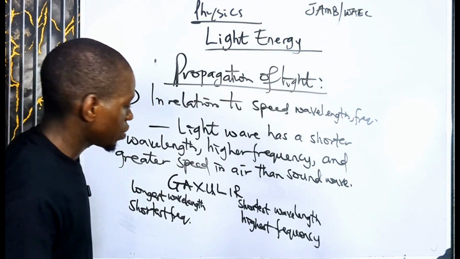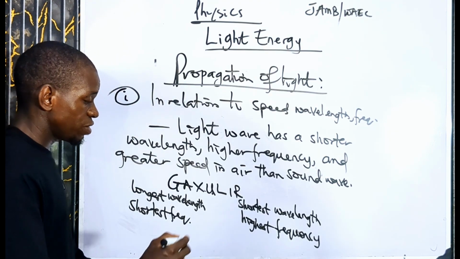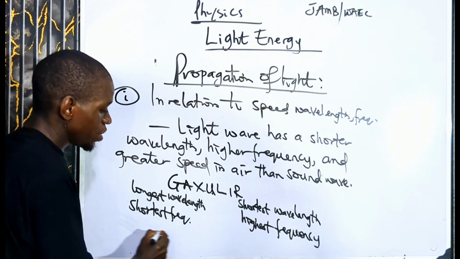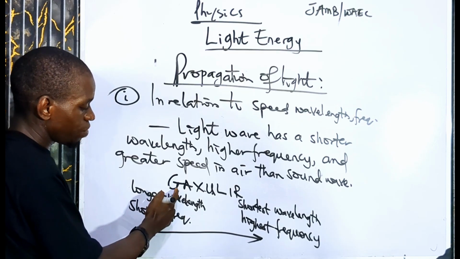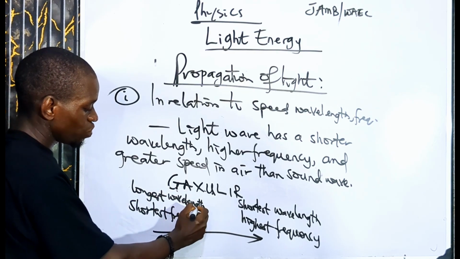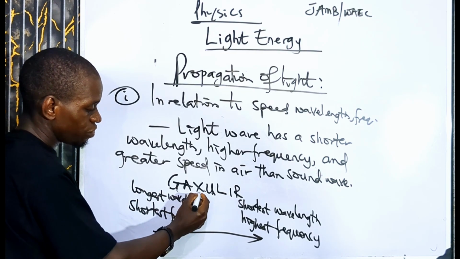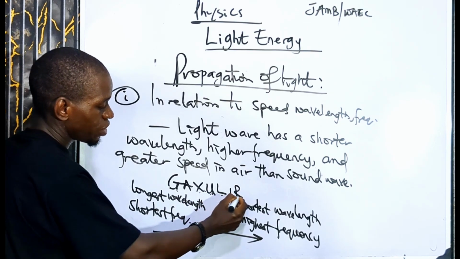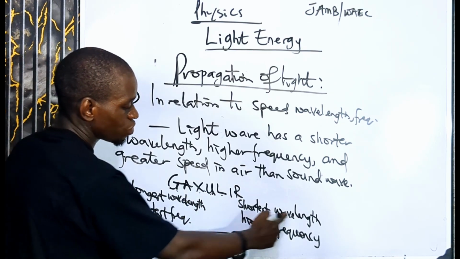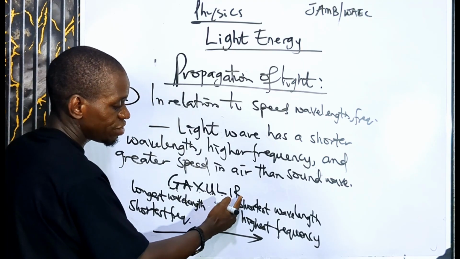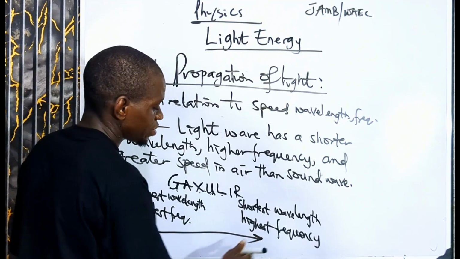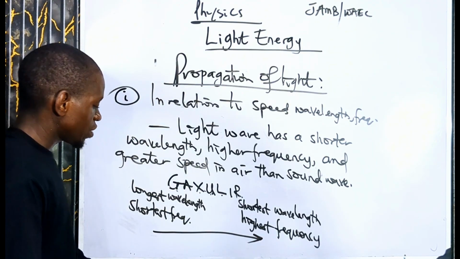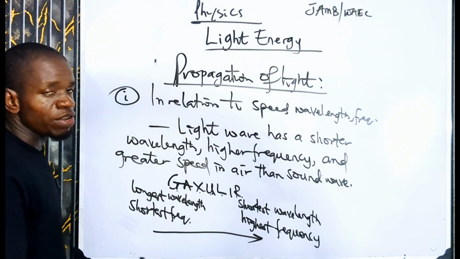If you are going from here to here, from your gamma to your X-ray, the gamma ray has the longest wavelength and the shortest frequency, followed by this. So this one has the shortest wavelength, the least wavelength, and also the highest frequency. So if you look at this now, we can now classify.